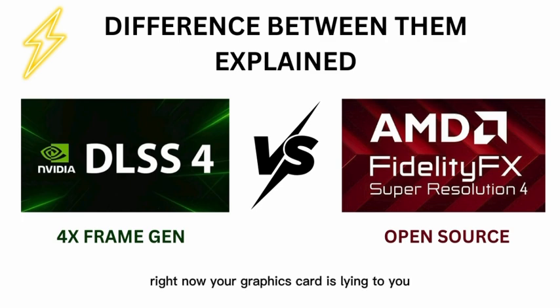Right now, your graphics card is lying to you. When you play a game at 4K or 1440p, your GPU isn't actually rendering those pixels. It's rendering a tiny 1080p image and using AI to stretch it out. This is called upscaling. Today, we are breaking down the technical differences between NVIDIA's DLSS and AMD's FSR to see which technology actually gives you the best FPS without ruining your graphics.